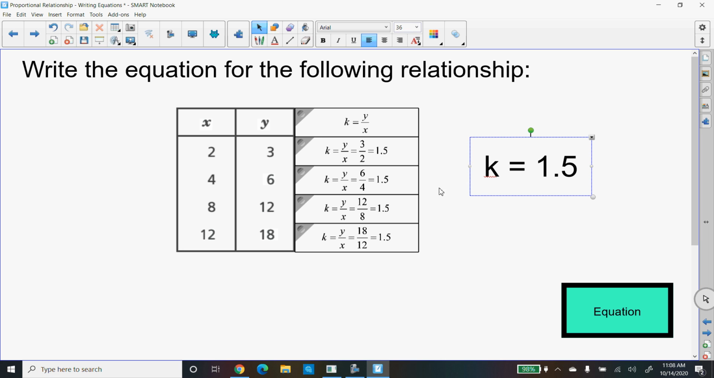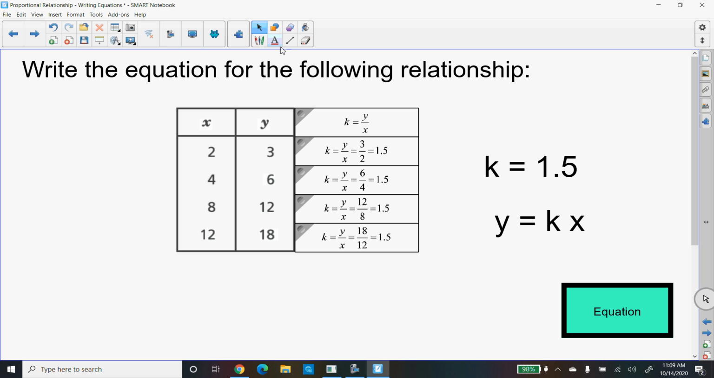Now what you're going to do with that K value, Dr. Rob? Well, I'm going to go to this equation, y equals K times x. And I'm going to take that 1.5 and stick it right here in place of the letter K. That way I'll have my equation. And my equation, I'll reveal it now, is y is equal to 1.5x. And there is the equation for this relationship of numbers or coordinates.